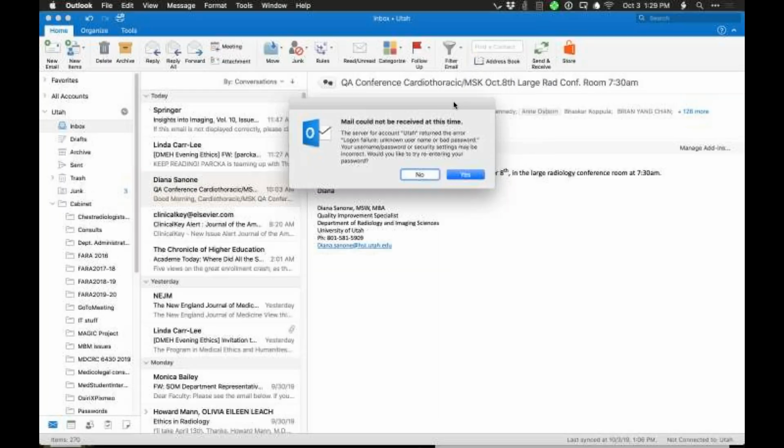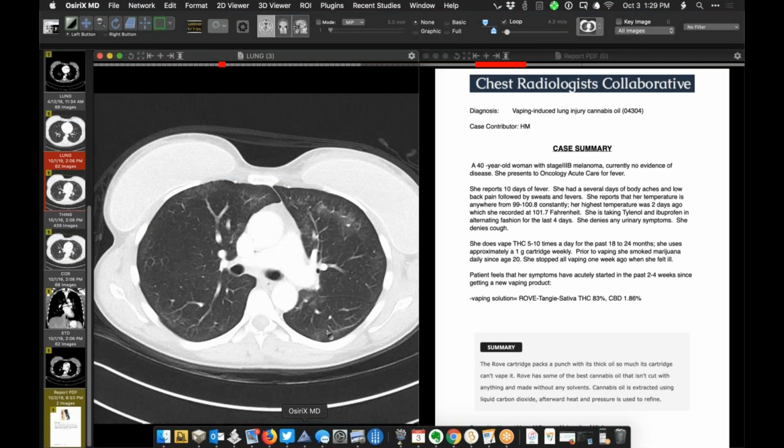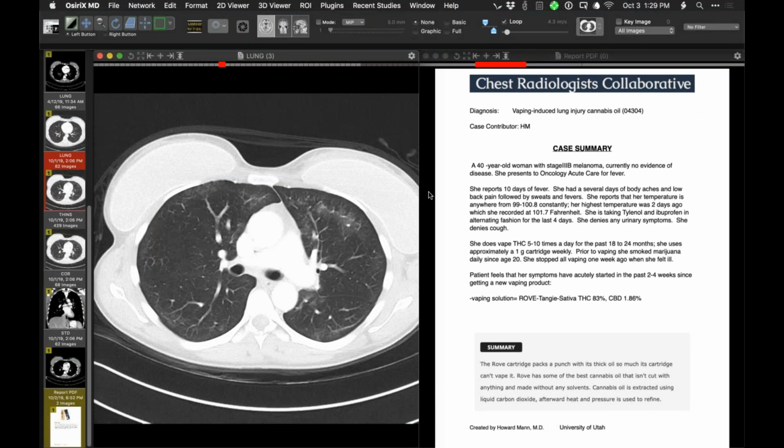Whoops, let's see what that is. Okay, sorry about that. Go back there. Can you still see my screen properly? Yes. Okay, so there you see the history.